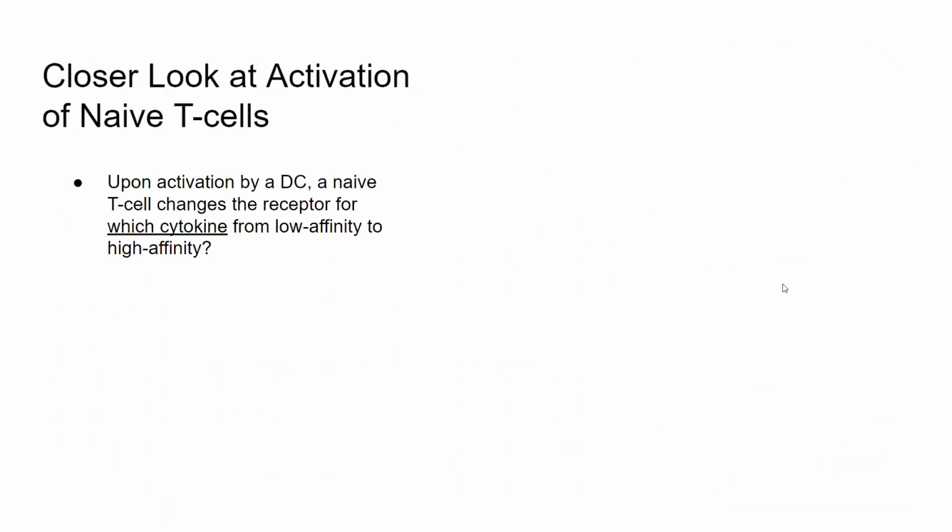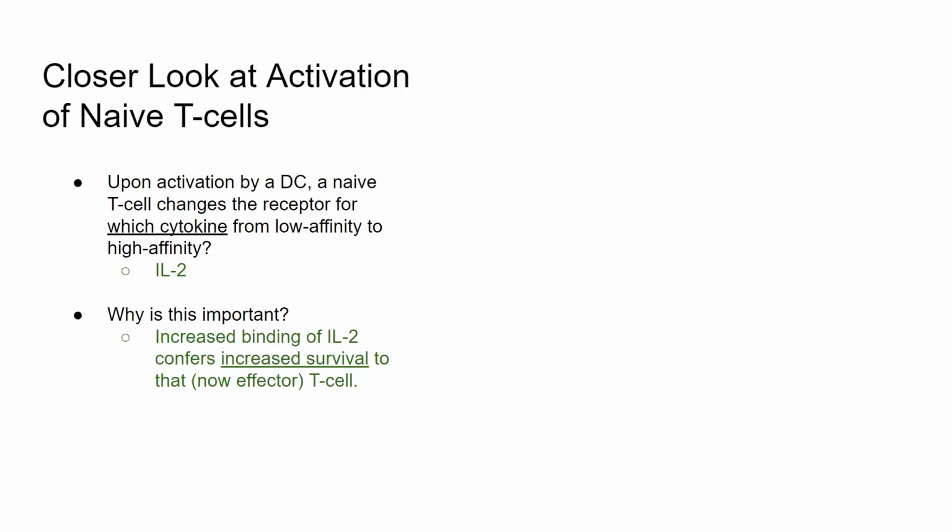Okay, so this is important. Upon activation by a dendritic cell, a naive T cell changes the receptor for which cytokine from low affinity to high affinity? What cytokine is now very high affinity for these effector T cells? Anybody? It's kind of a tough question. IL-2, good, great. That makes sense, right? Because IL-2 is going to help them survive. Now that we've made our effector T cells, we found something that works, we don't want those cells to just die. That would suck.